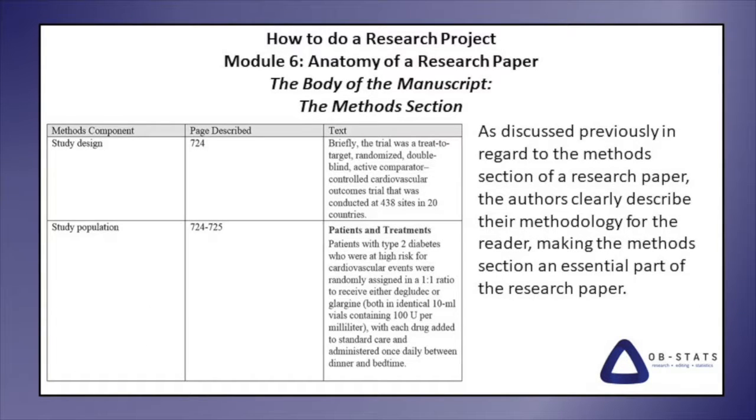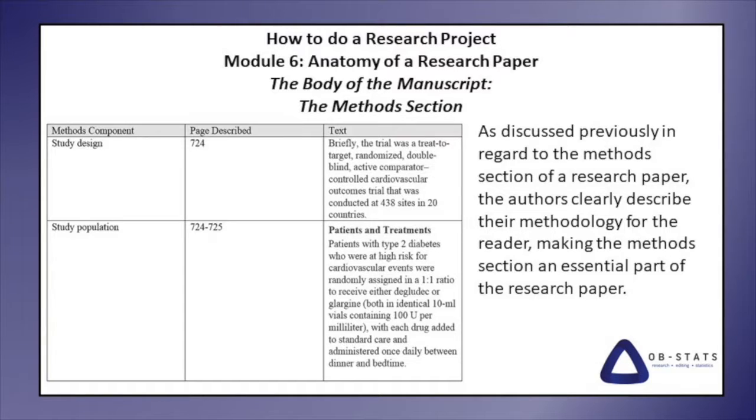Further examples from Marceau and Maguire et al. describe the study design and study population. For the study design, the authors describe it thusly, quote, "The trial was a treat-to-target, randomized, double-blind, active comparator-controlled cardiovascular outcomes trial that was conducted at 438 sites in 20 countries," end quote. For the study population, they write that, quote, "Patients with type 2 diabetes who were at high risk for cardiovascular events were randomly assigned in a 1-to-1 ratio to receive either Degludec or Glargine, both in identical 10 milliliter vials containing 100 U per milliliter, with each drug added to standard care and administered once between dinner and bedtime," end quote.